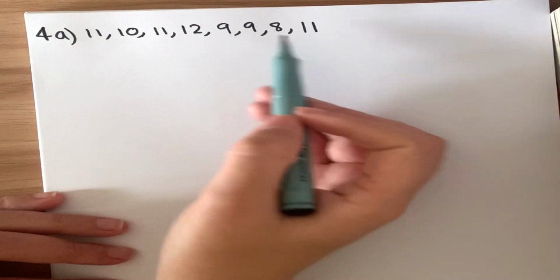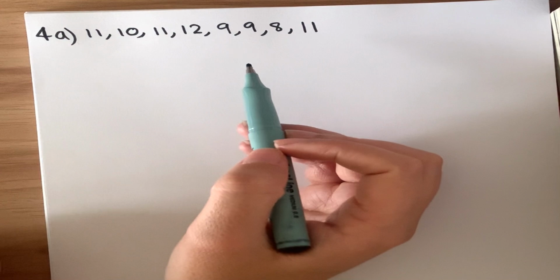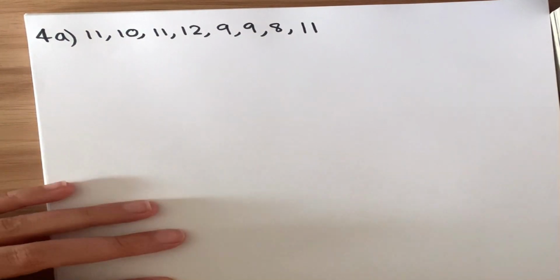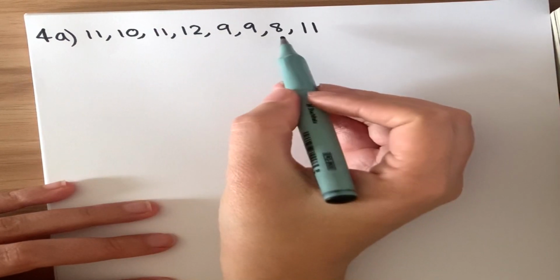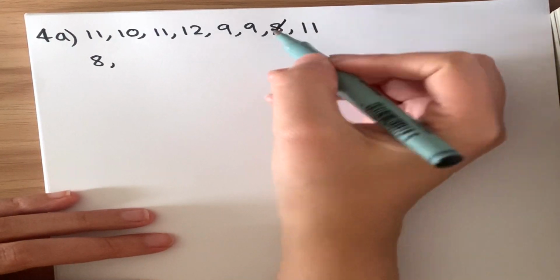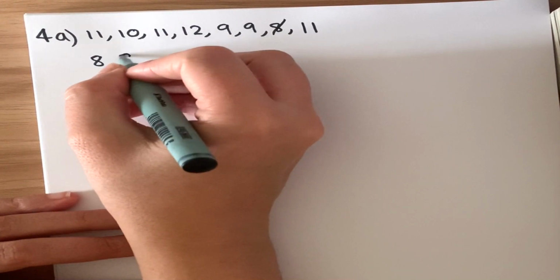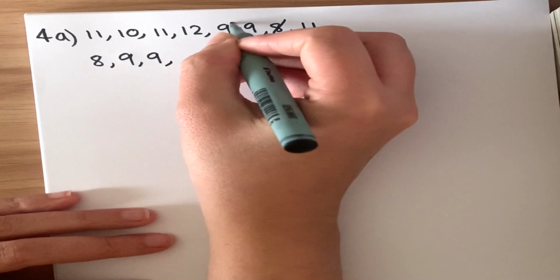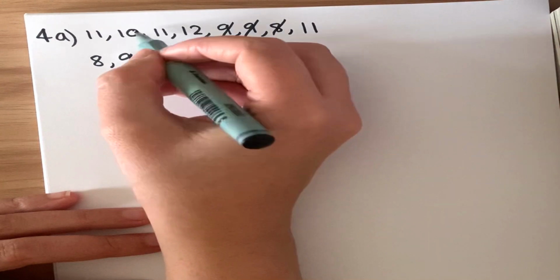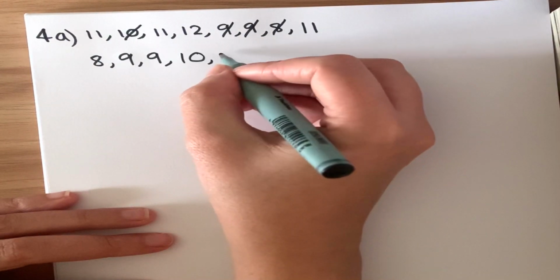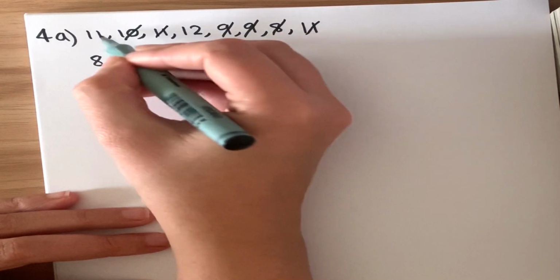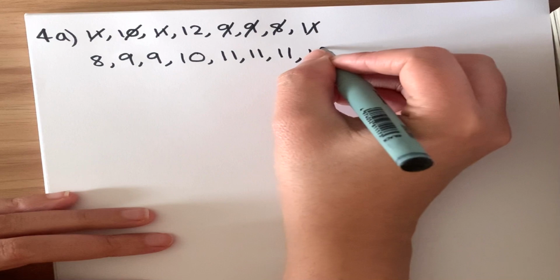All right, so here's our data set here. Now we said we needed to rearrange this so that it was in ascending order to find the median. So we just need to find the smallest score, which is 8, the lowest score. Then the second lowest, so we've done 8. The second lowest is 9, and we've got 2 9s. Done 9. Then we've got a 10. We've got 3 11s. And we've got 1 12. All right, so now it's in ascending order.